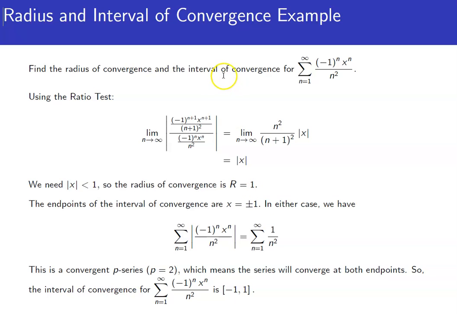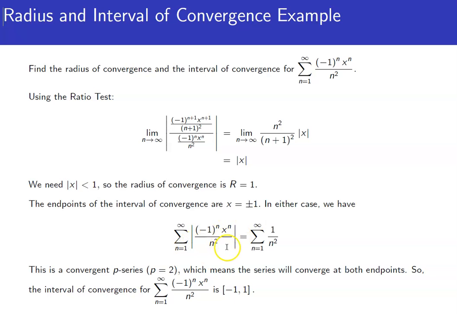For the interval of convergence, we need to worry about the endpoints. So this series is centered at 0. So the center of the interval of convergence will be 0. Radius is 1, so that means our endpoints here are plus or minus 1. It doesn't matter if we put in a plus 1 or a minus 1.